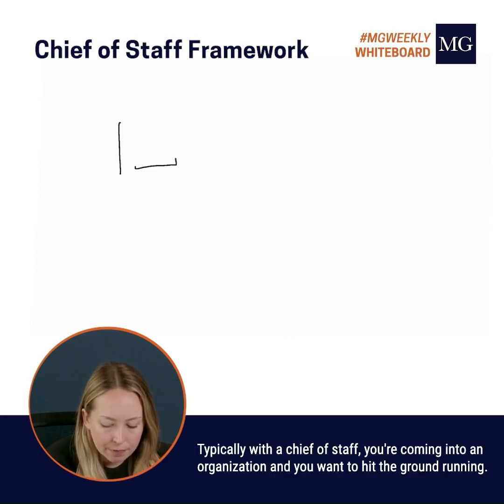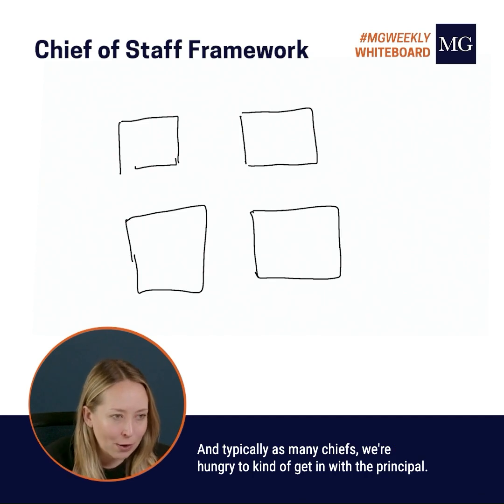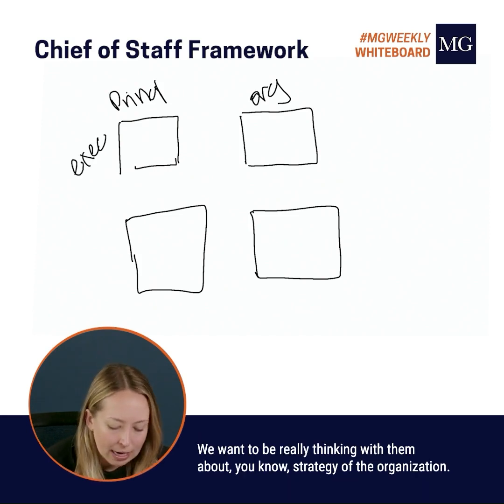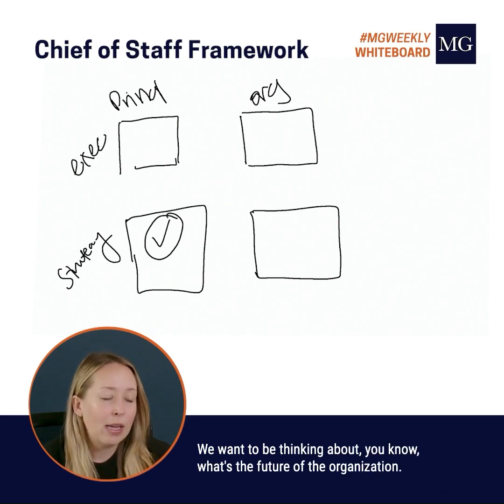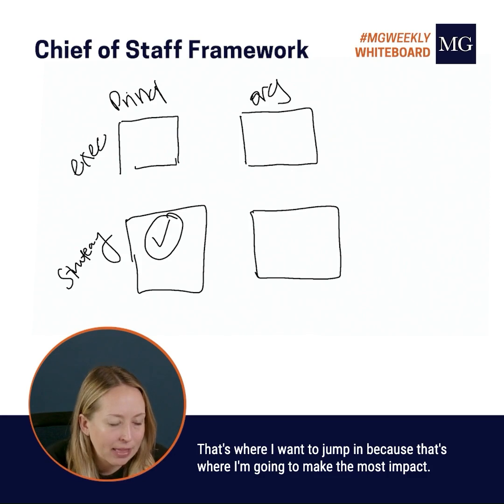Typically with a chief of staff, you're coming into an organization and you want to hit the ground running. And typically, as many chiefs, we're hungry to get in with the principal. So we want to start usually as this thought partner to our principal. We want to be in these closed-door sessions. We want to be really thinking with them about the strategy of the organization. We want to be thinking about what's the future of the organization? I want to be this trusted advisor to my principal. That's where I want to jump in, because that's where I'm going to make the most impact.